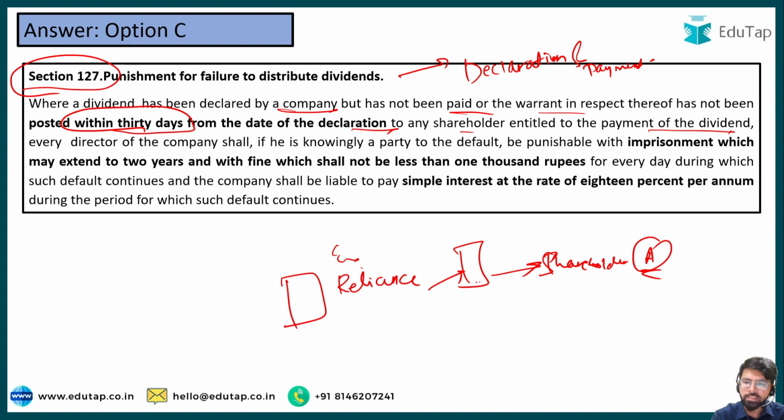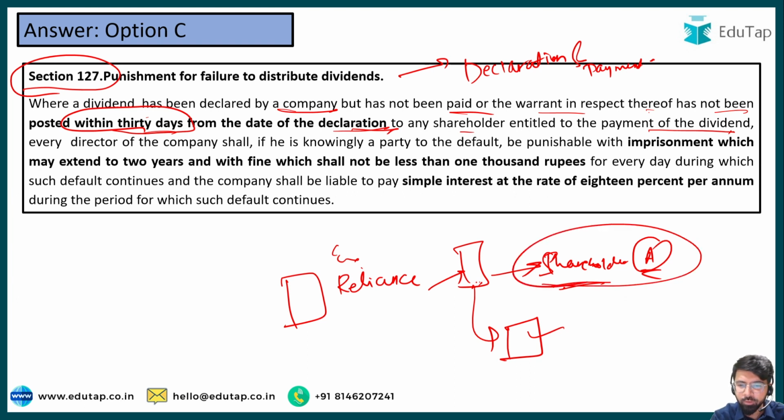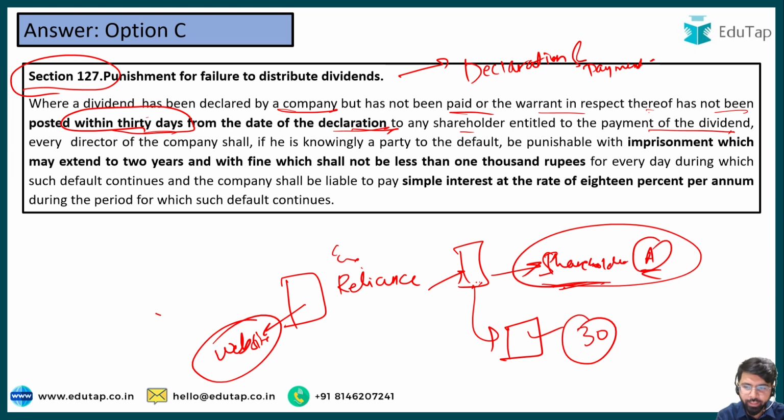A, and this particular shareholder has not claimed the dividend money within 30 days. Then the company is supposed to place the information that the shareholder is supposed to get a dividend of this particular amount on the website of the company. So here it is saying that where a dividend has been declared by a company but has not been paid, or the warrant in respect thereof has not been posted within 30 days from the date of declaration to any shareholder. So if the particular shareholder is not taking the amount from the Reliance company, then after 30 days the company has to post on its website that 30 days have passed and still you have not claimed your dividend, so we are posting it, kindly take it from the company.